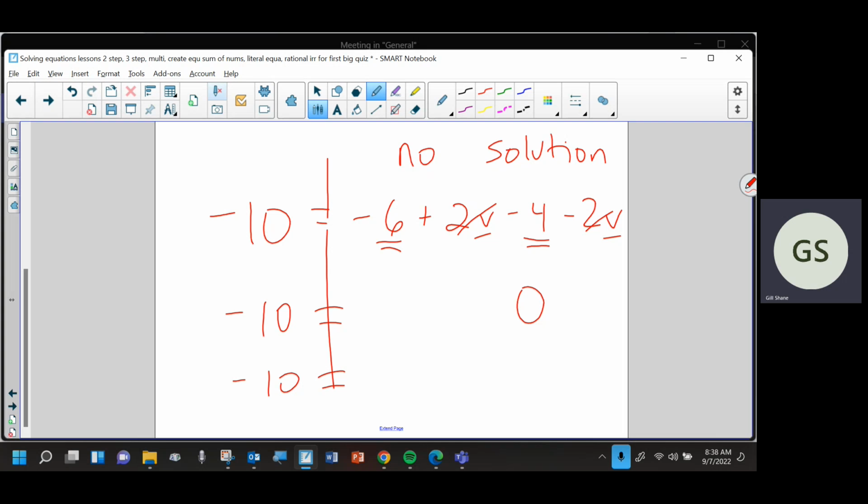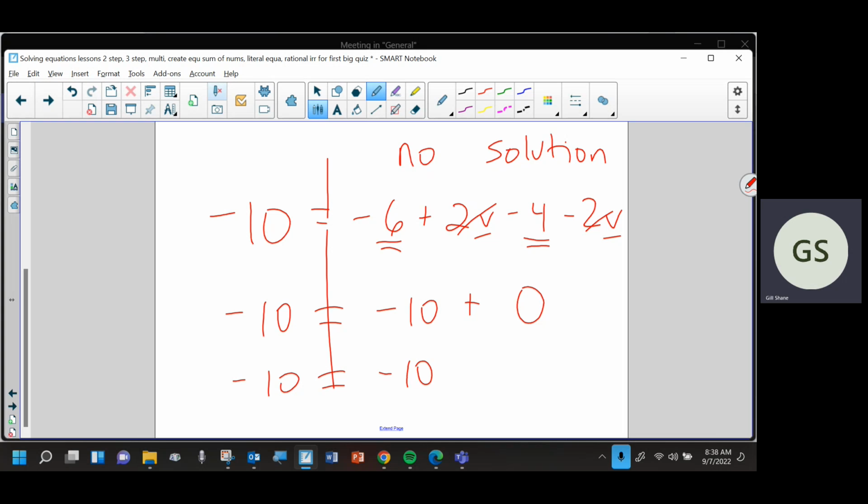-6 means I'm in debt 6. Then I become more in debt because somebody's taking more money from me if they're subtracting 4. So I get -10 plus 0. Well, what's -10 plus 0? Hopefully you know that's just -10. So now I solve it. Again, variables are gone. No variables.